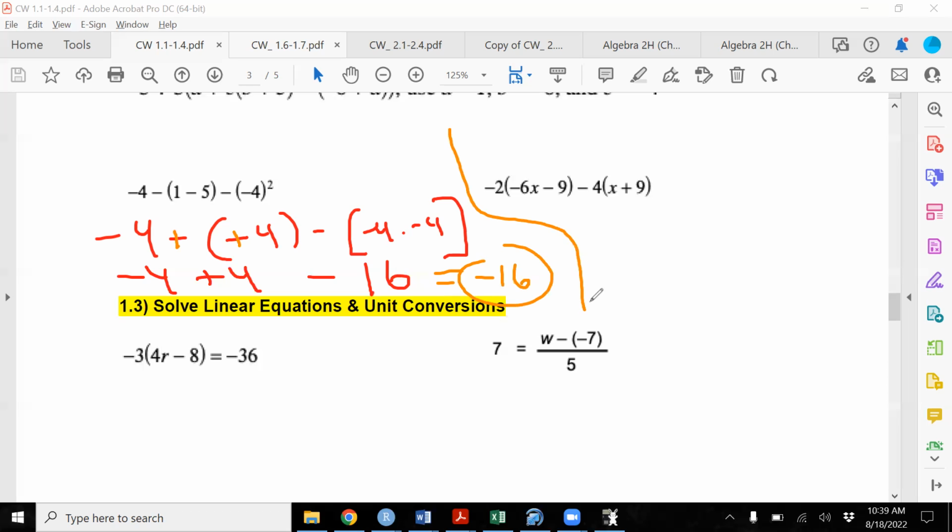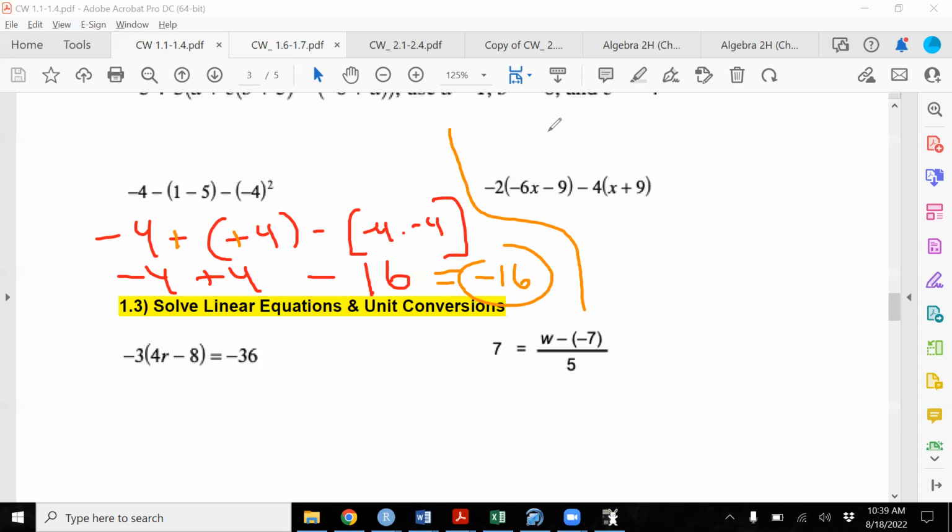Okay, last one. Give us a question on this one. Question? Since negative 4, we should have the x, right? And then that's positive 16. We have negative 4 squared, so it's minus 16. So you have negative 4 plus 4 minus 16. Okay, let's keep moving.